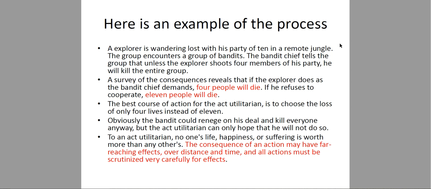So an act utilitarian would say, well, if I make that decision, 4 people will die. And you see this in crime movies all the time, right? The hero's given this kind of choice. If I make the decision, 4 people will die. If I refuse to cooperate, we'll all die, right? So to him, the best course of action would be, well, I'll cut my losses and shoot the 4 people, and then at least 7 of us will live. Of course, weighing the consequences, I have to think, well, what happens if the bandit reneges on his promise and kills us all anyway? Then I have the murder of these people on my shoulders.